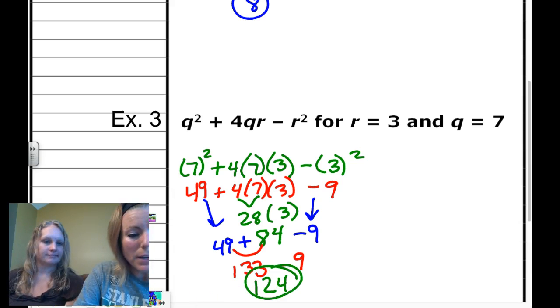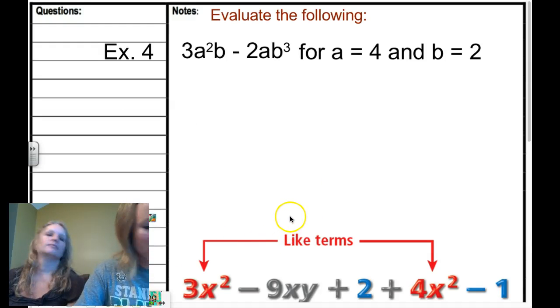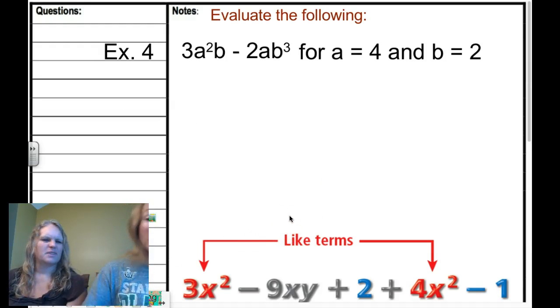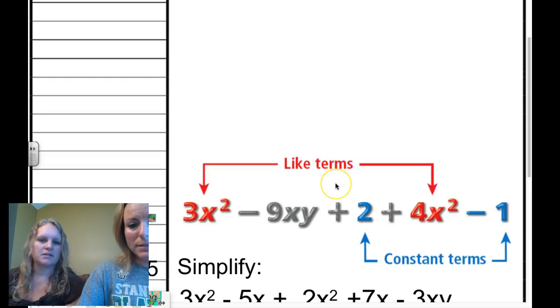All right, let's move on. Example 4. I think at this time we are going to skip it. You can try it if you want, class, but we can do it in class.